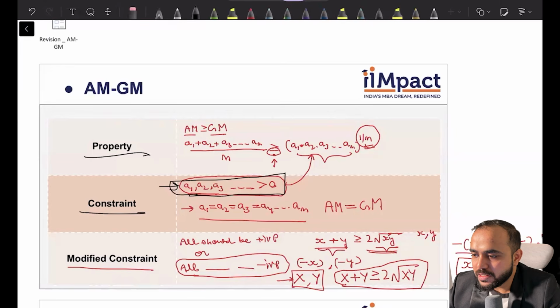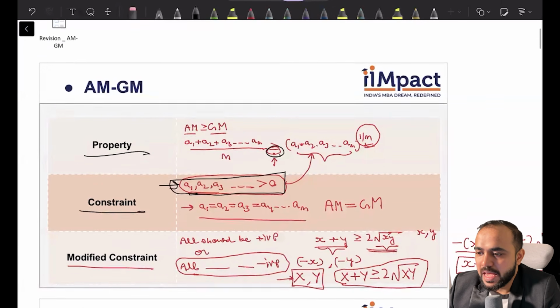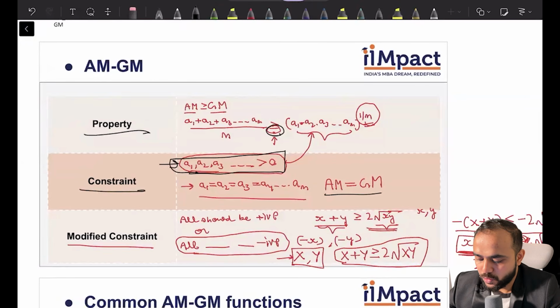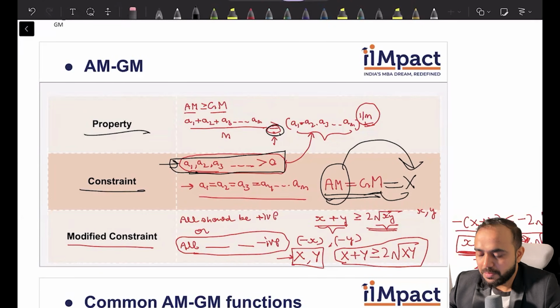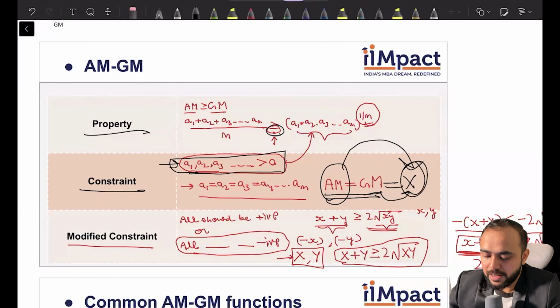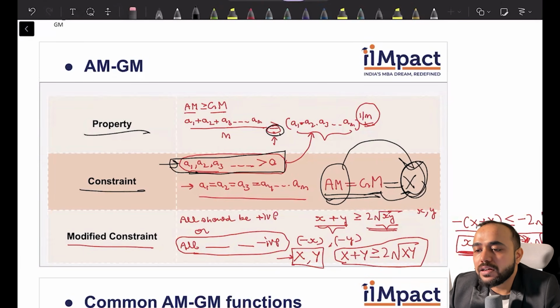The other part of the constraint is, when is this equality respected? The equality will be respected when each individual number that I am using to write AM-GM are equal to each other. And this value, when AM is equal to GM, whatever this value is, this will be the minimum of the AM because AM is greater than or equal to GM, and this will be the maximum of GM because GM is less than or equal to AM. So this is the central value at which both of these can converge given that all of the data points are equal to each other.